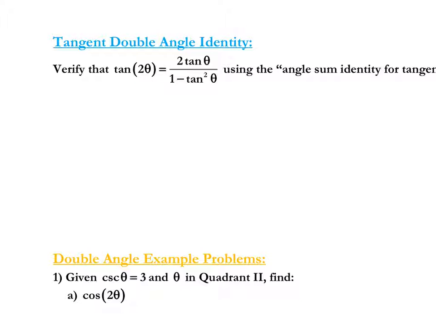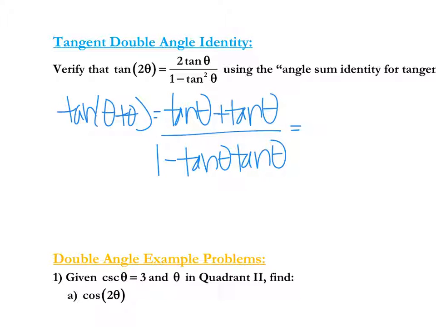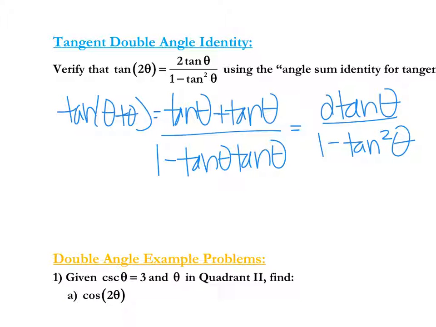So we're going to apply our tangent sum identity. So we're going to do theta plus theta. So if we expanded this out using the identities that we already know, we would get the following. Okay, and then let's clean it up a little bit. On top we can combine like terms, so 2 tangent theta. And then in the denominator we get 1 minus tangent squared theta.